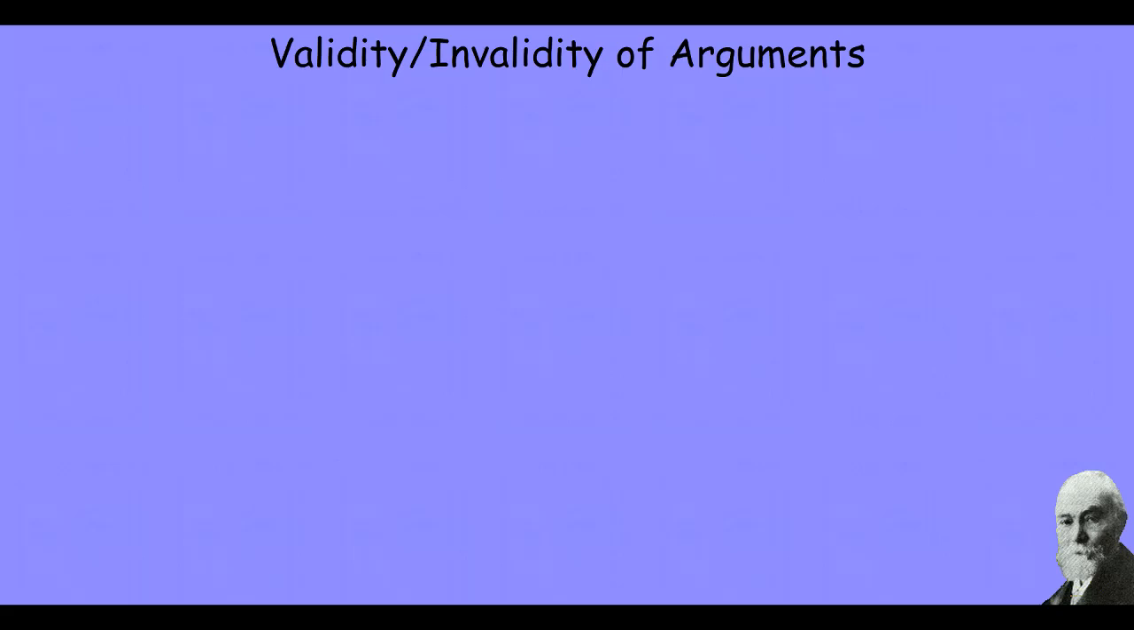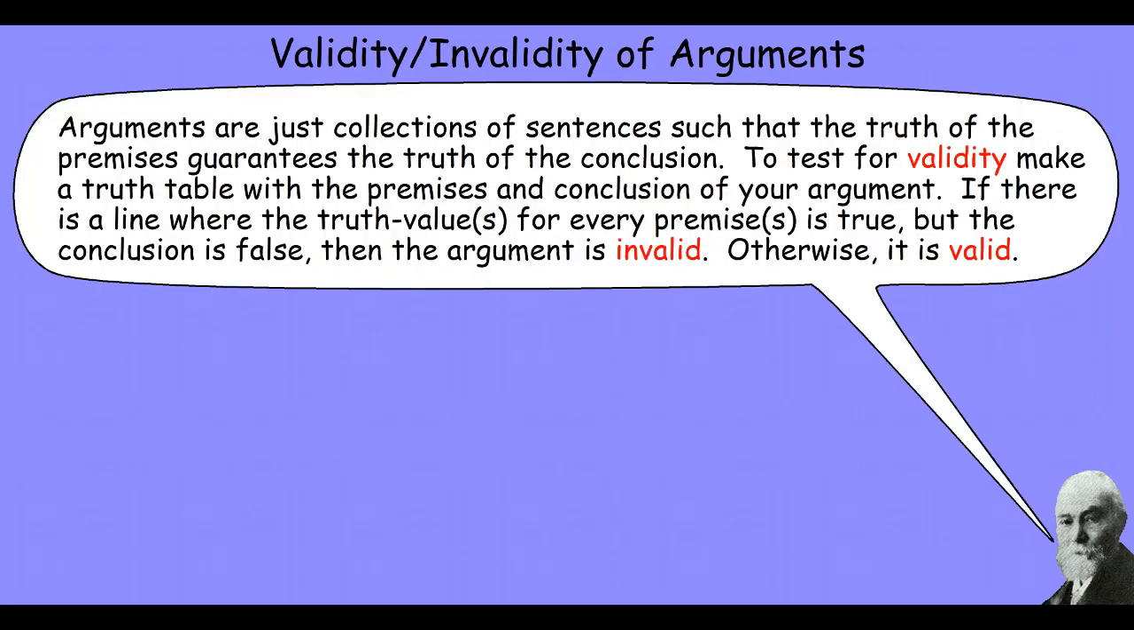Now we finally want to turn our attention to using truth tables to determine validity or invalidity of arguments. To do that, we're going to rely on the definition of validity. An argument is valid if and only if, whenever the premises are true, the conclusion has to be true. So we'll fill out our truth table for each of the premises and the conclusion.